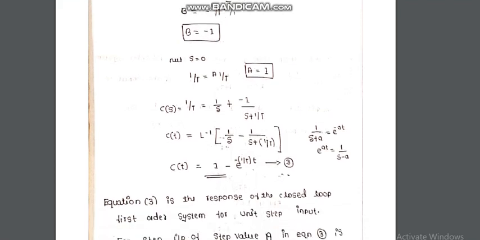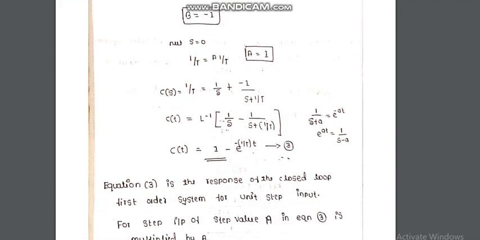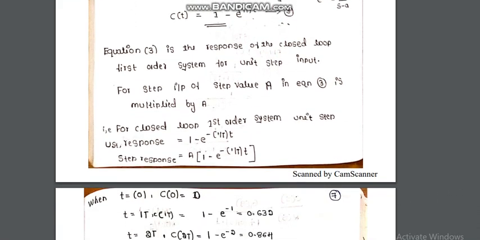Call this equation 3. The response of the closed loop first order system for unit step input is this one. Now this is for a step input of step value A. I can write this equation 3 multiplied with A, and we will get the step response is equal to A into 1 minus e to the power minus of 1 by t into t.